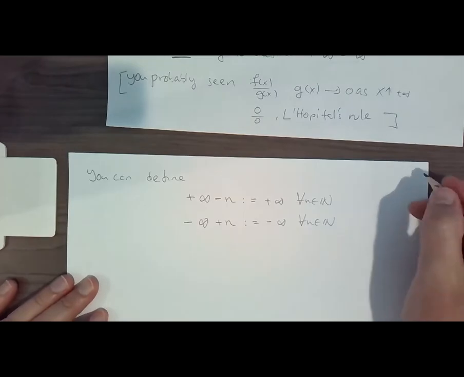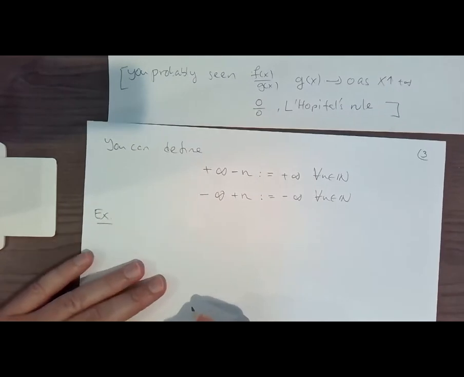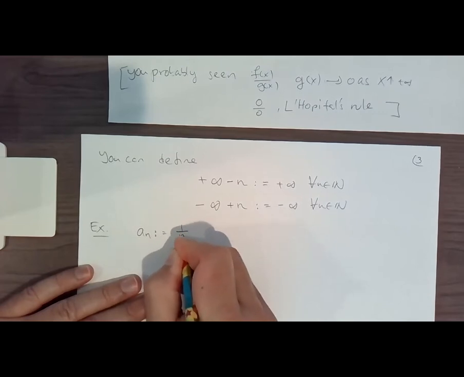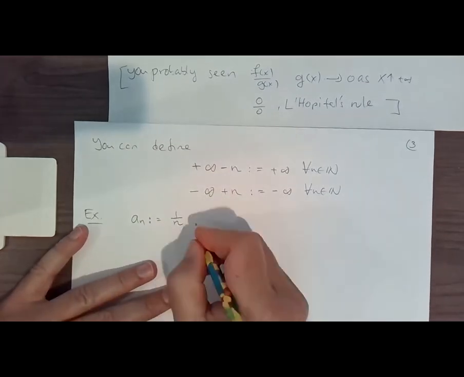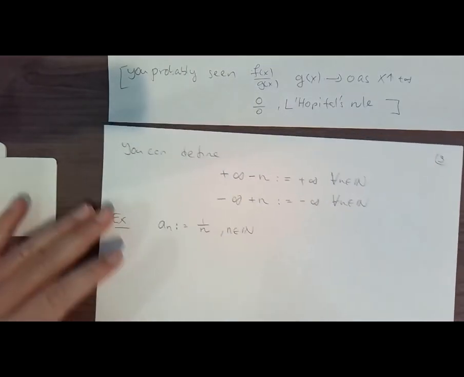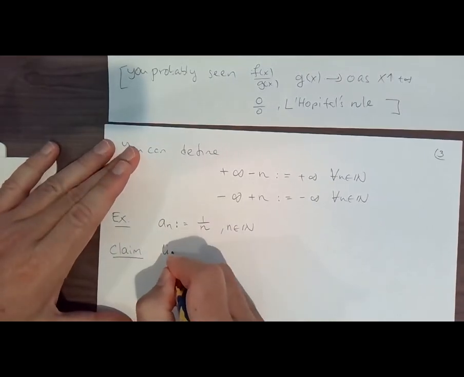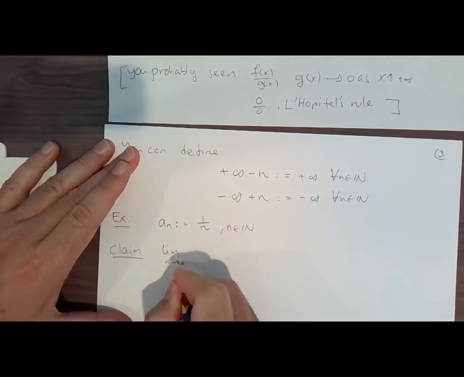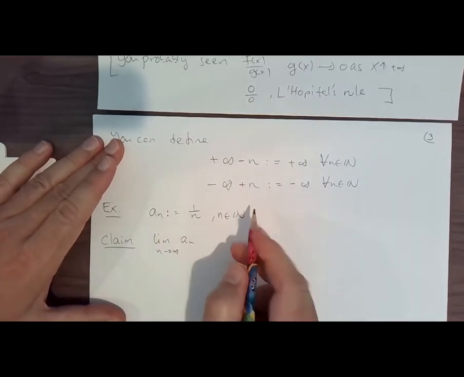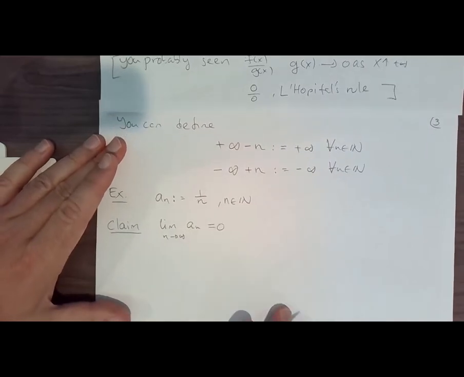Okay, so let's get started and look at some basic examples. One example: take a sequence, and I want my sequence to be something very simple, 1 over n, where n is a natural number. Where does this go? Well, the claim is that the limit as n goes to infinity of an goes to 0, since 1 over n, as n goes to infinity, goes to 0. So how does one check something like that?